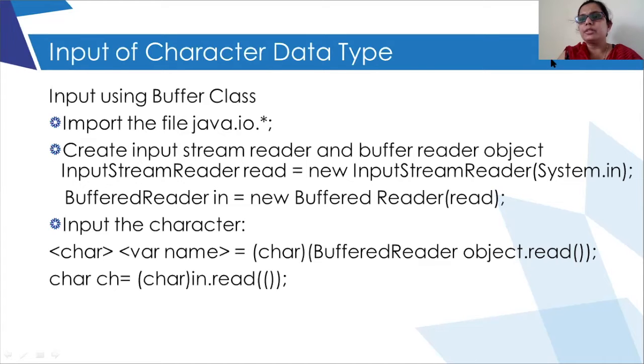It is the explicit type of conversion. You can see char ch is equal to (char) in.read(). Here you have written char, so this is the explicit type of conversion.